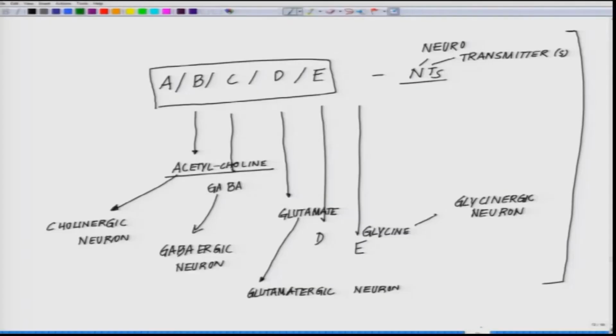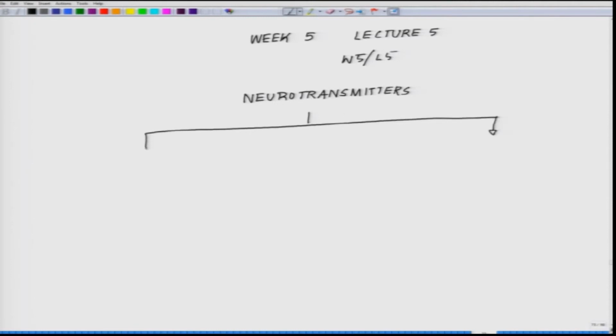Here, where we were, we have these different kinds of neurotransmitters: glutamate, glycine, GABA. Today, we are introducing one more concept. We are into week 5, lecture 5, W5, L5. Neurotransmitters are classified into two categories, excitatory and inhibitory.